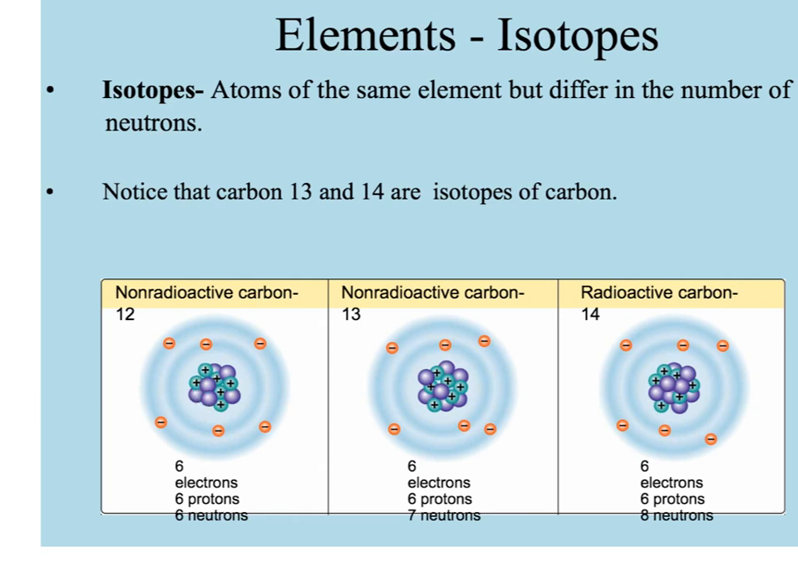Carbon 13, you'll notice that there is 1 additional neutron in the center, but it still maintains 6 electrons and 6 protons. And then carbon 14, if you notice, it has 2 additional neutrons, still maintains 6 electrons and 6 protons. And you also notice that carbon 12 and carbon 13 are both non-radioactive. But as soon as you add that second neutron, carbon 14 becomes radioactive. And you learned a lot about carbon 14 in earth science and how we use that to date fossils.